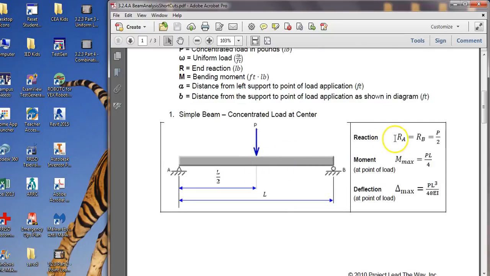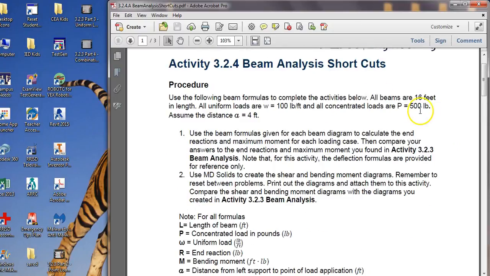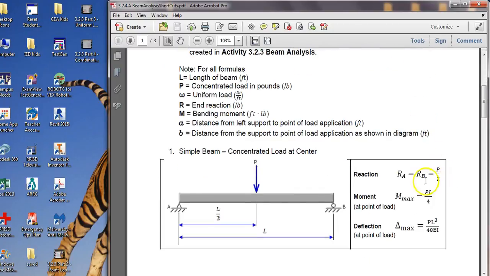So to find the reaction, we just take whatever our total loading is divided by 2. So you should check in your calculator that you do get our two reaction forces here are just the load, P, which we know was 500, divided by 2. That'll give us the reactions here and here.